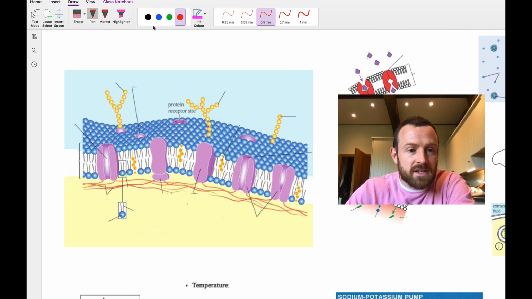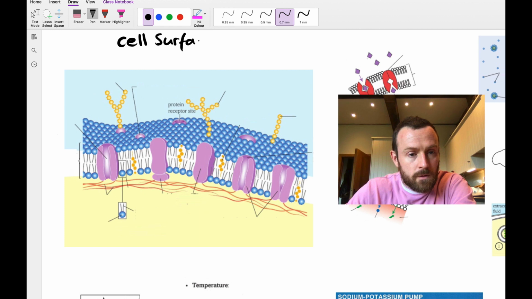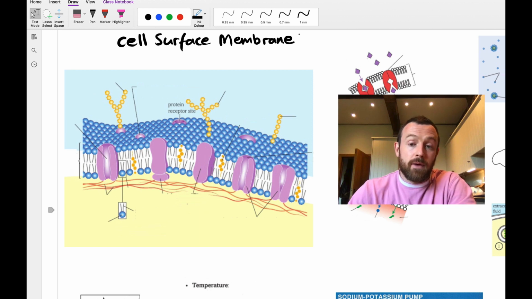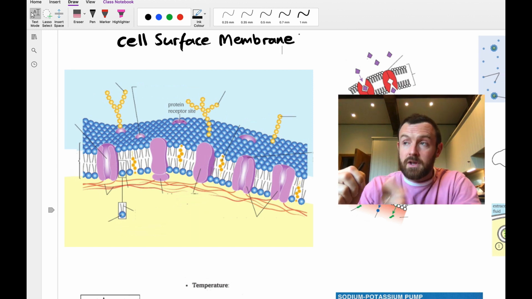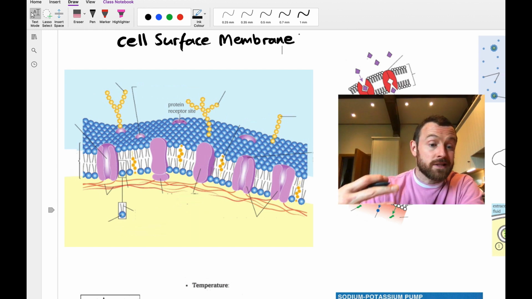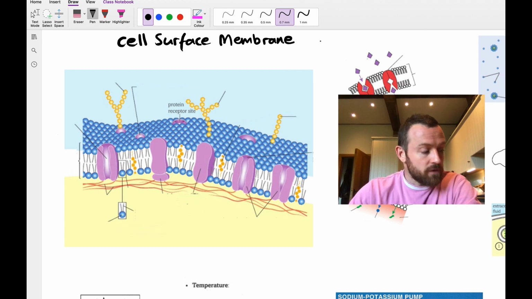So this is the cell surface membrane. Let's give it a nice big title. Wow, that's a bit too big. Cell surface membrane. And it's important that we refer to it as the cell surface membrane, not just the cell membrane, because there's loads of membranes in the cell. You have the endoplasmic reticulum, smooth and rough. You have the membranes around the mitochondria. You have the nuclear envelope. There's a lot of other membranes in the cell, and we're talking about the surface one now. So that's the cell surface membrane.